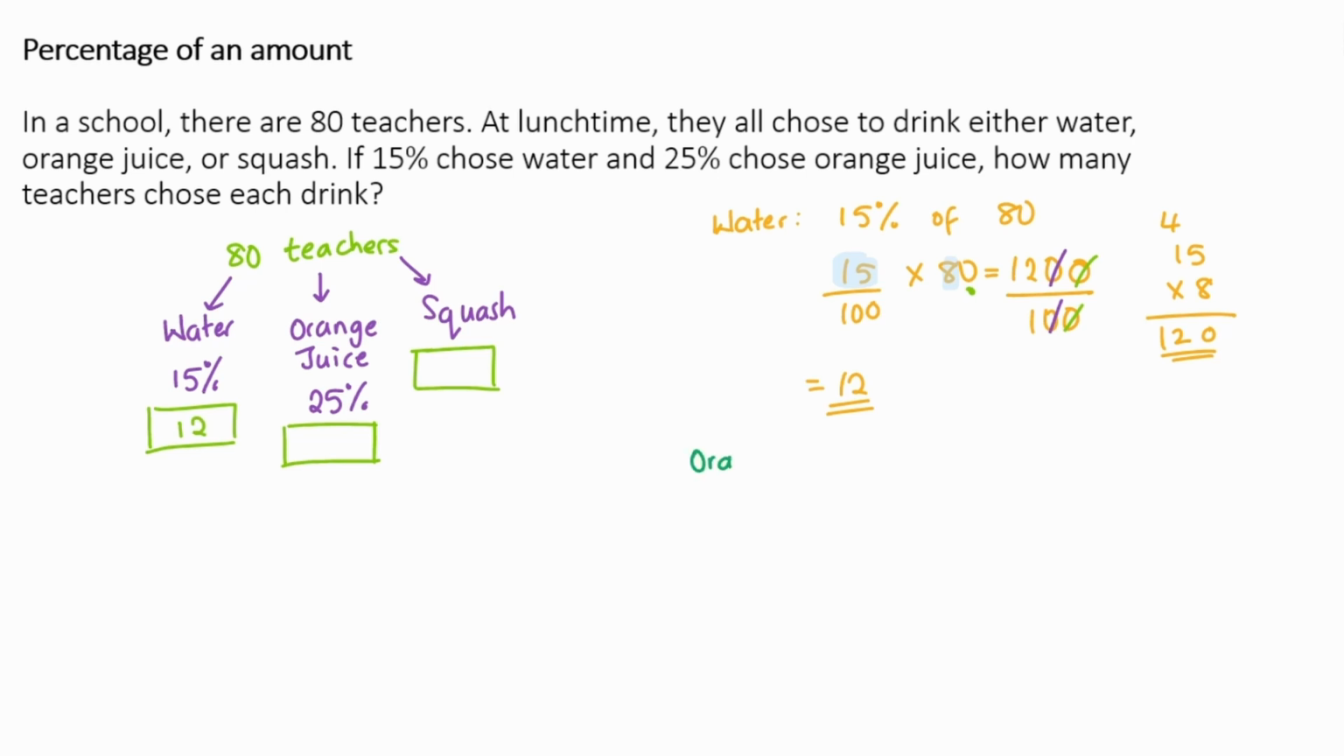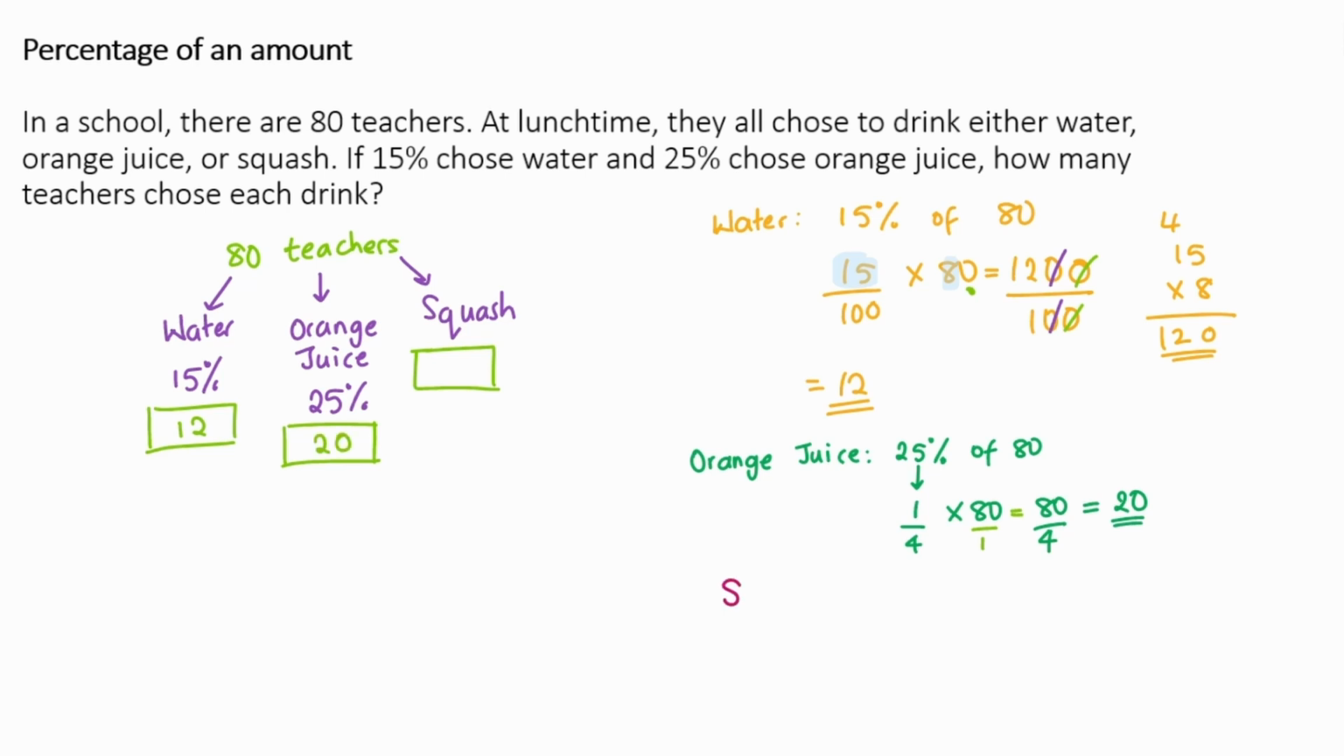To find how many teachers chose orange juice, we are going to work out 25% of 80. Now 25% as a fraction is simply a quarter, so I'm going to write that as a quarter times 80, and 80 has a denominator of 1. So multiplying through, I have 1 times 80, which is 80, and 4 times 1, which is 4. And dividing through by 4, because 4 is the highest common factor, I will get 20. And 20 is the number of teachers that chose orange juice.